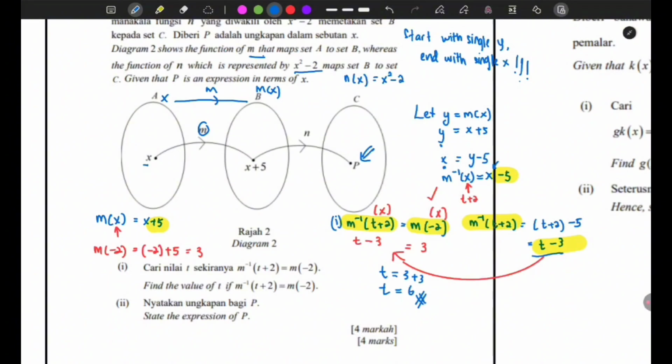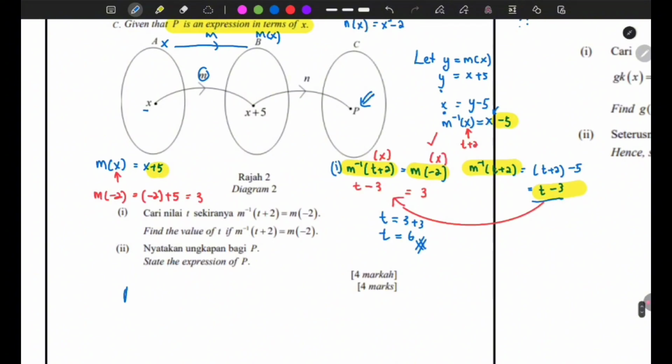Number 2, state the expression of p. They say expression of p in terms of x. That means the p there is represented in the x. The p that you find must be equals to something with x. Must have the x. Got other thing? Salah.